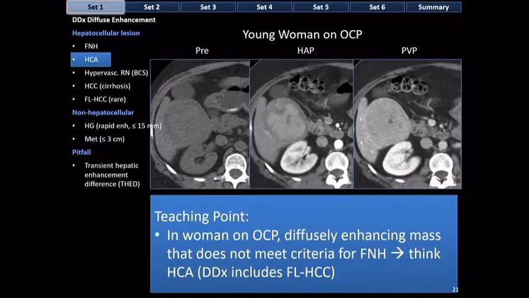But remember what Dr. Glauston taught us, that if the patient was not on birth control pills, you can also see that she's obese. The obesity itself, in the absence of birth control pills, could also be a risk factor for adenoma. So the teaching point here, and I should modify this: in a young woman on birth control pills or in a young woman with obesity, a diffusely enhancing mass that does not meet criteria for FNH, think hepatocellular adenoma. In the back of your minds, know that you don't clinch the diagnosis of adenoma in this particular case, and a fibrolamellar HCC cannot be completely excluded.